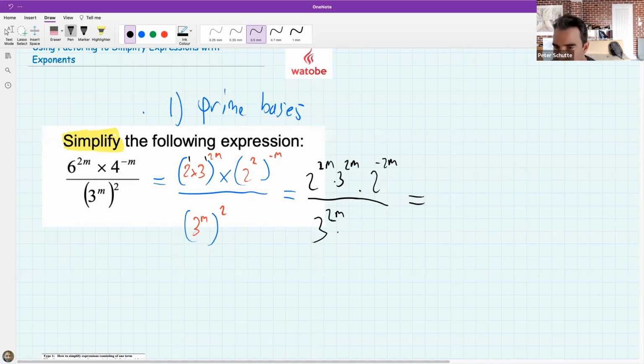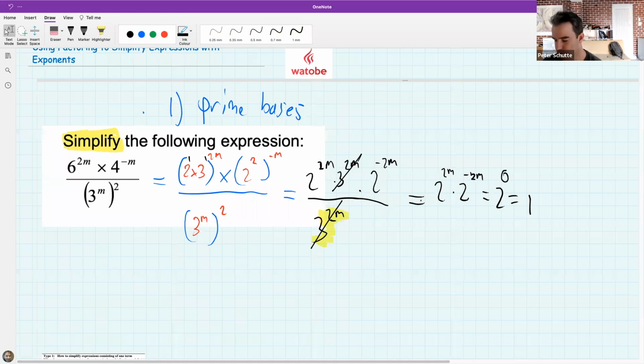So lots of people's answers are coming through. Keep them coming, guys and girls. There are 2 options you could use. You could either bring the 3 to the 2m to the top, and it becomes 3 to the minus 2m, or you can recognize that 3 to the 2m on the top and 3 to the 2m on the bottom cancels out as 1. And then all you do is you get 2 to the 0, and 2 to the 0 is just 1. So the answer is 1.